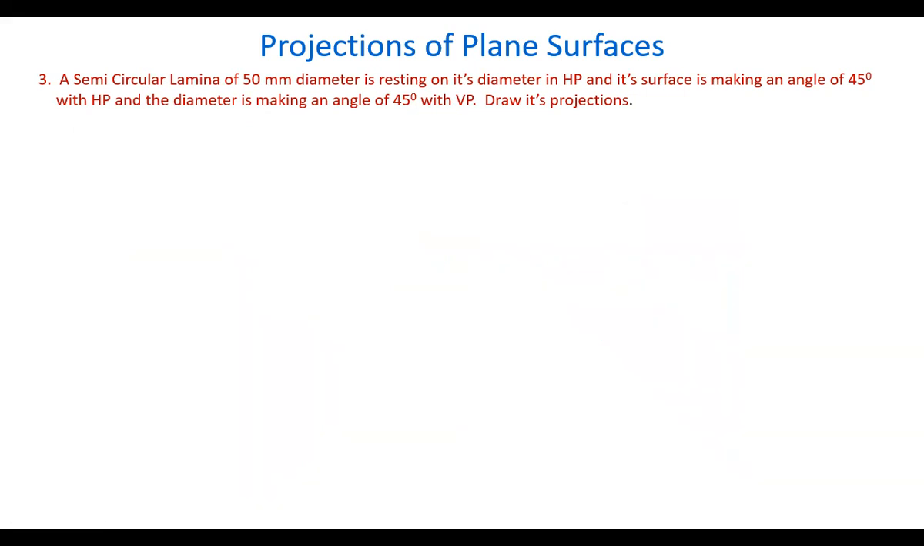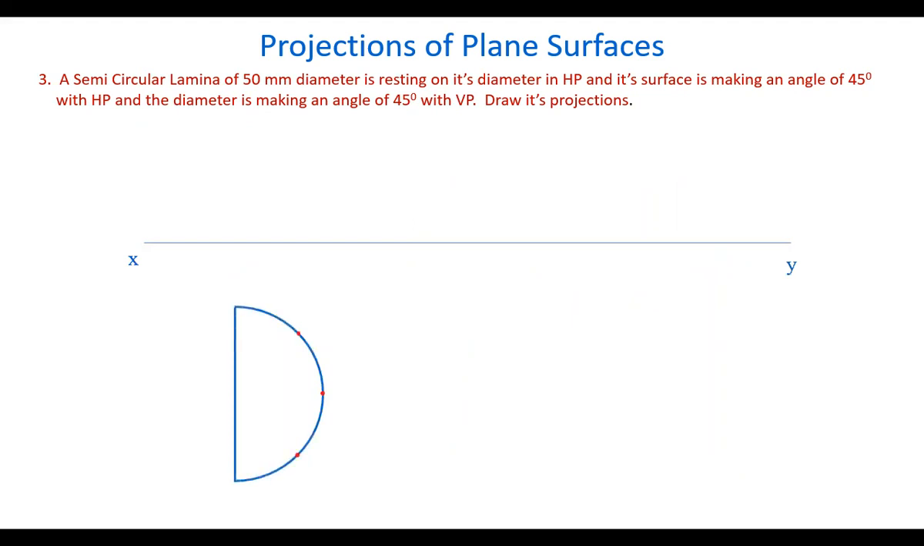Let's draw its projections. Draw the reference line. Draw the semicircle here in the top view. Why we have taken it in the horizontal plane is that we want it in the horizontal plane. The diameter is in the horizontal plane, so the diameter should be taken perpendicular to VP. That is the first condition. Second, it is resting on HP, so take the plane in the horizontal plane only. Its surface is making 45 degrees angle with HP. So that's why we have taken the plane in the horizontal plane, and in the top view that's why we have drawn the semicircle.